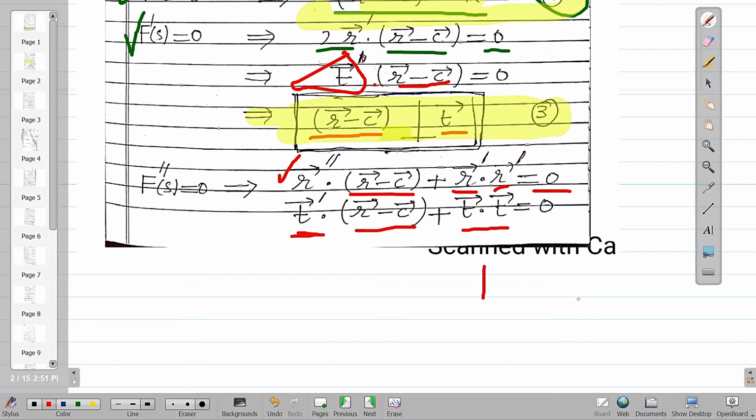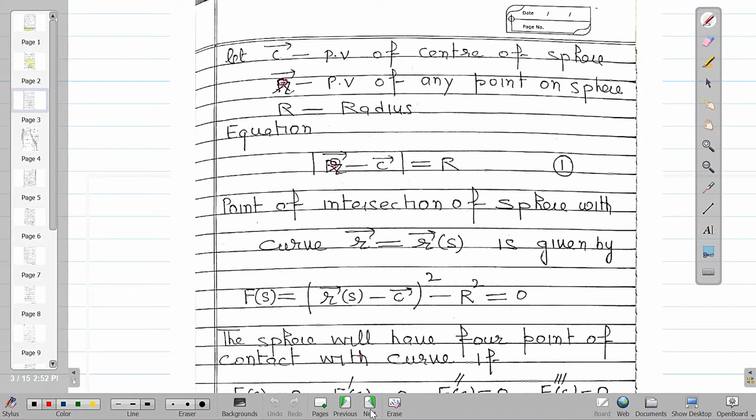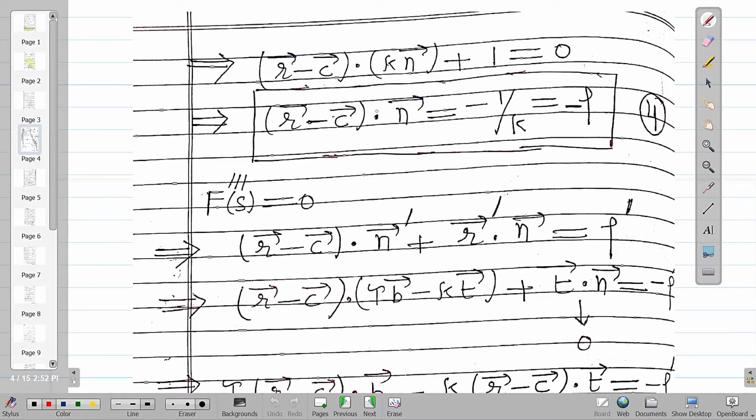Its value will become 1. So this term will be equal to minus 1, right? So we may write it as: this sum is equal to 0. Clear? So this sum is equal to 0.